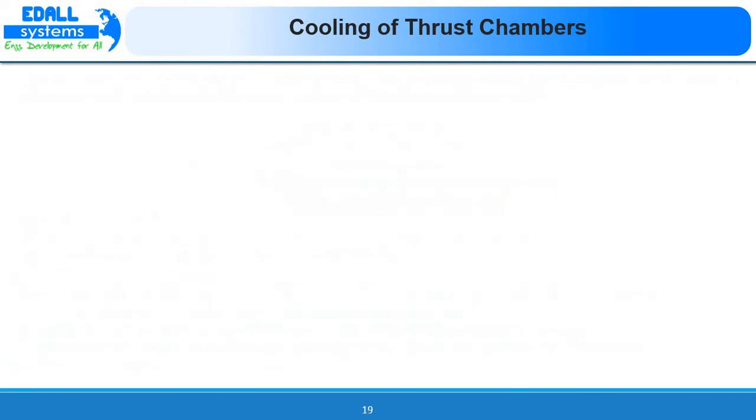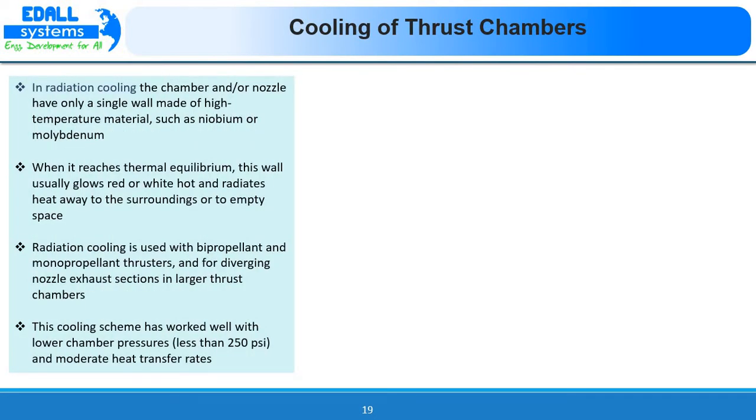The next method of cooling under steady state is radiation cooling, in which the chamber and/or nozzle have only a single wall made of high temperature materials such as niobium or molybdenum. When it reaches thermal equilibrium, this wall usually glows red or white hot and radiates heat away to the surroundings or to empty space. So here the material itself will indicate if it has reached thermal equilibrium, and then it will start to glow red or white hot and radiate the heat away to the surroundings or to empty space.